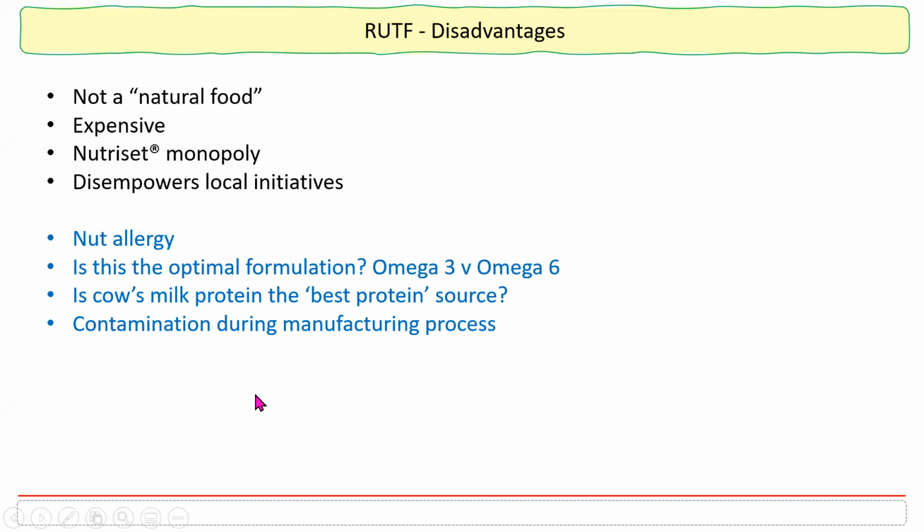And there are concerns about contamination during the manufacturing process. So if this is not done in a designated facility with health checks and so on, you can get contamination of the feeds during this process. But the advantages of ready-to-use therapeutic food certainly outweigh the disadvantages.